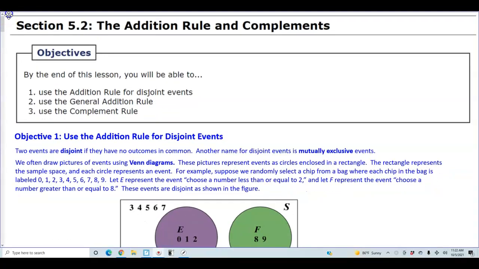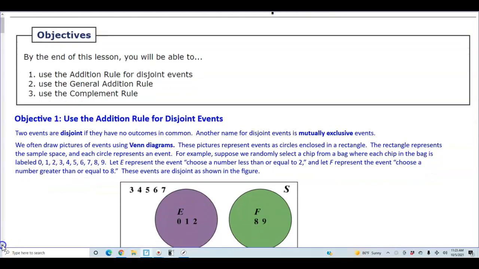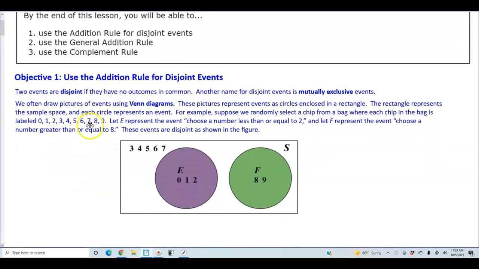Section 5.2, the addition rule and complements. By the end of this lesson, you will be able to use the addition rule for disjoint events, use the general addition rule, and use the complement rule. Now, objective 1, we're going to be using the addition rule for disjoint events.